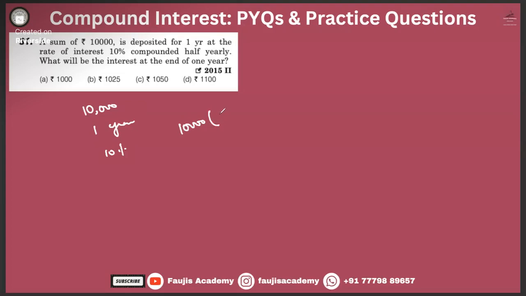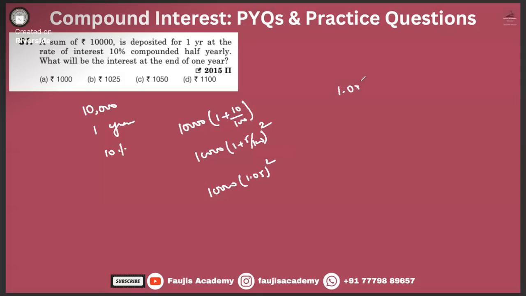So what's the rule over here? P into 1 plus R by 100. But over here, we'll have to write 10,000 into 1 plus 5 by 100. Why? Because it is compounding half yearly. And the time period is 2. So, essentially it will be 10,000 into 1.05 squared. So, what is 1.05 squared?